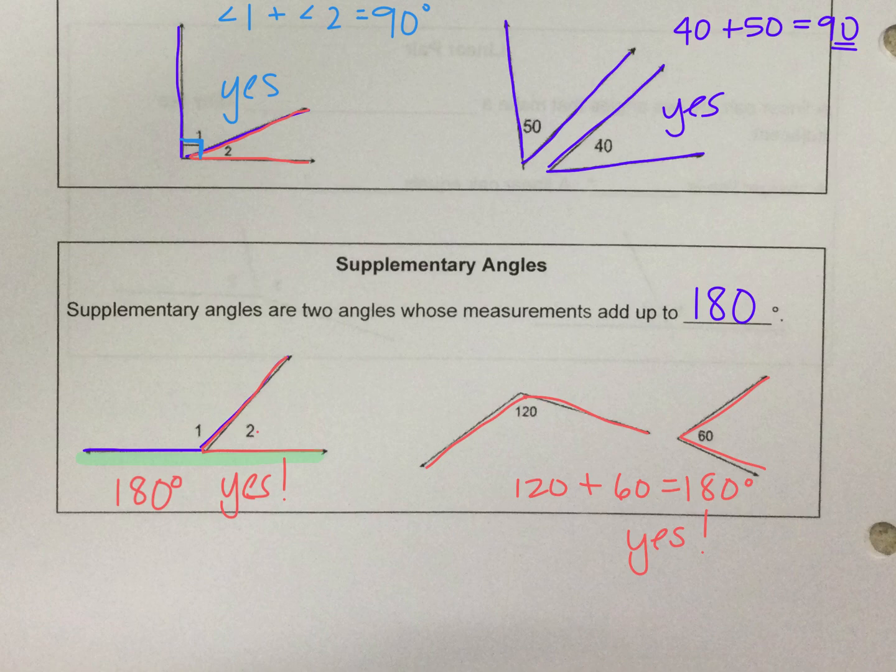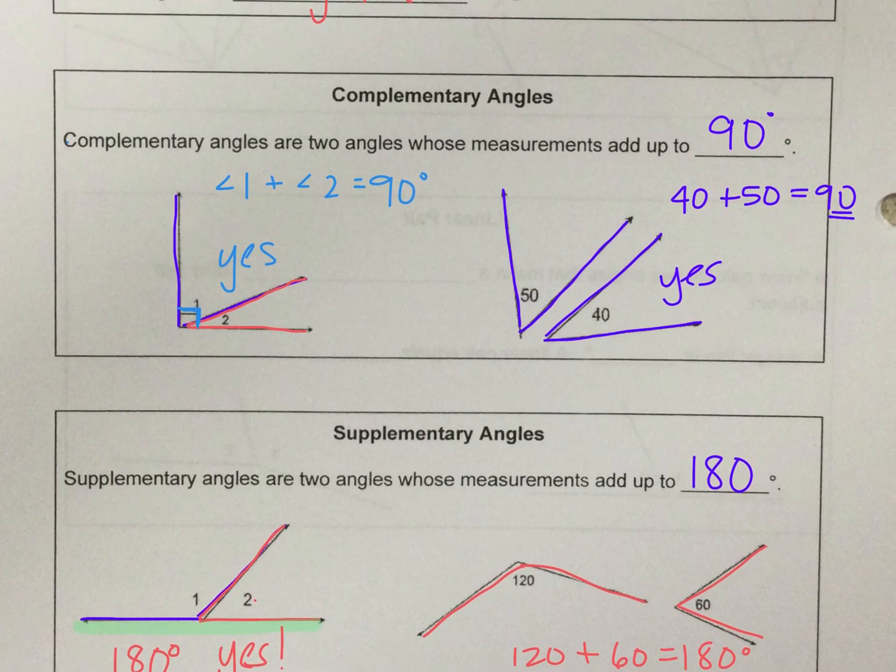The way I remember which is which between supplementary and complementary, C comes first in the alphabet, so it's the smaller, it's 90. S comes later in the alphabet, so it's the bigger one, 180.